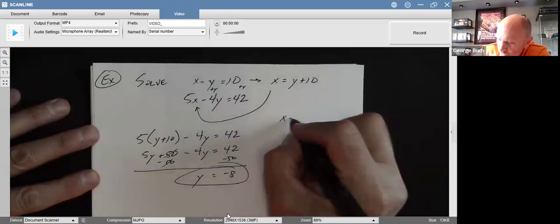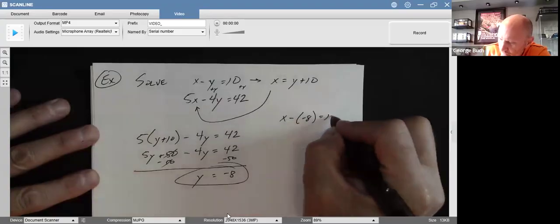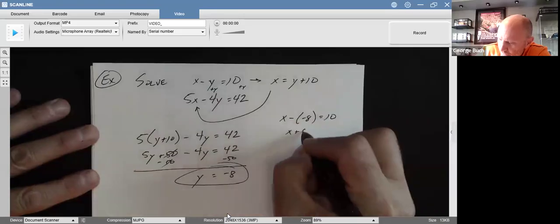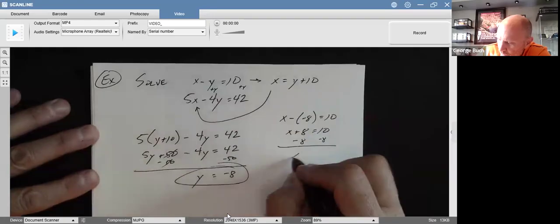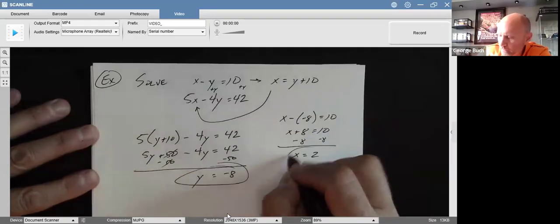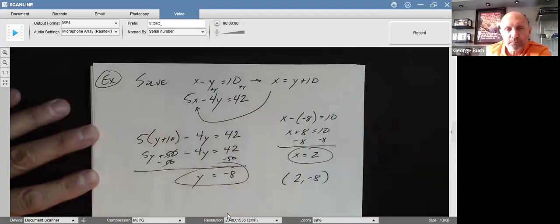So I have x minus y. So x minus negative 8 is 10. So that's x plus 8 is 10. Subtract 8 from both sides. x is equal to 2. So my answer here would be 2 and negative 8.